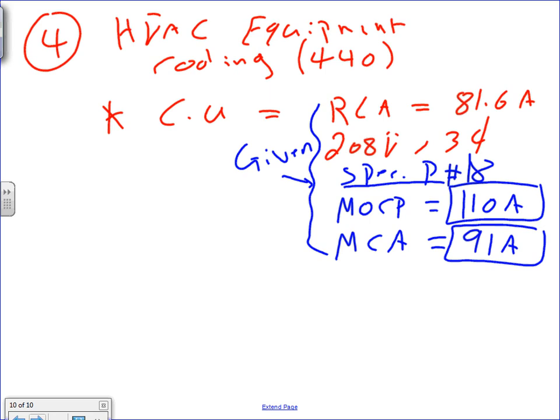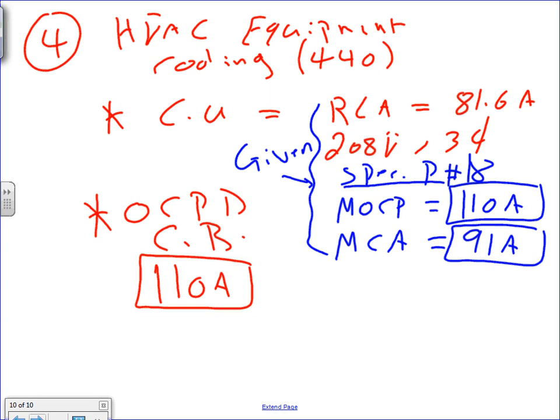So step number one, I need to size the overcurrent protection device, which is the circuit breaker for this system. It's already given. Don't do anything. It's 110 amp. Done. Don't even mess with it. So I need a 110 amp circuit breaker. And by the way, next to it, please put HACR.